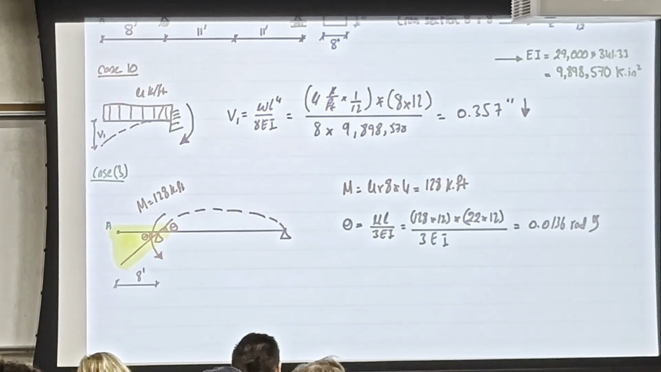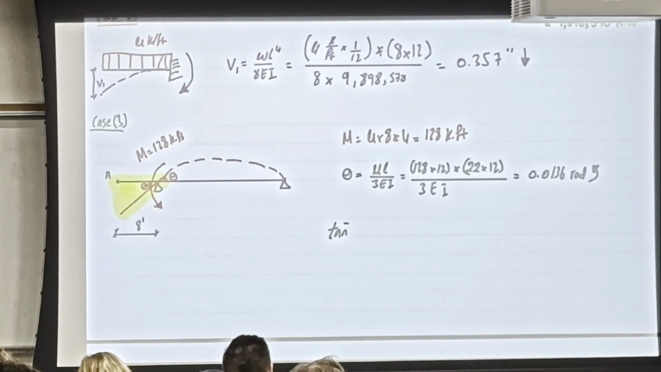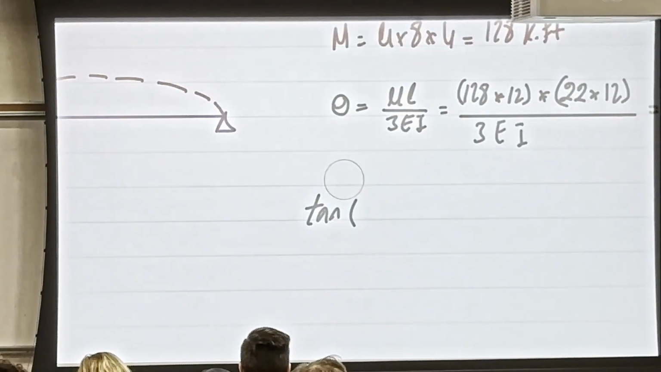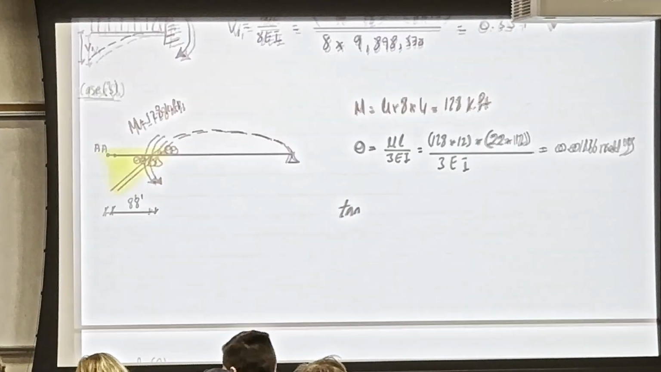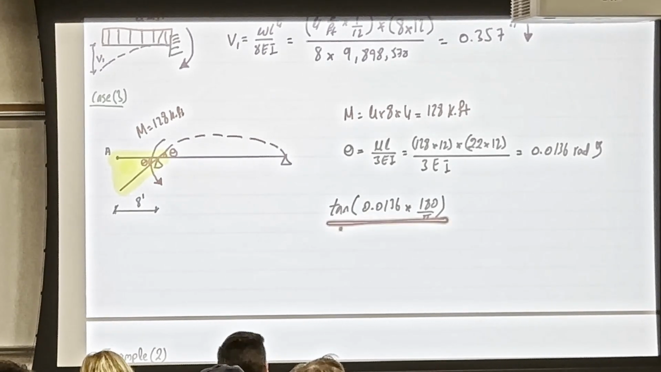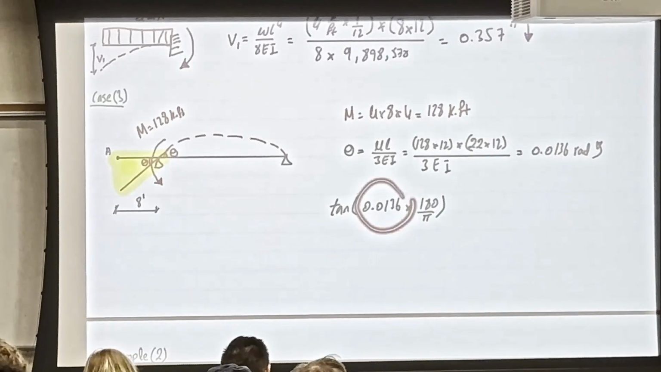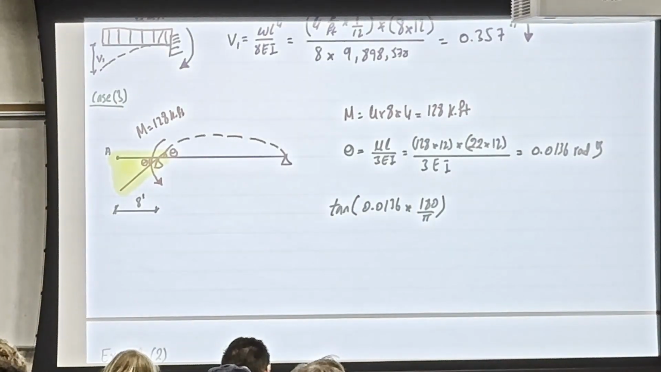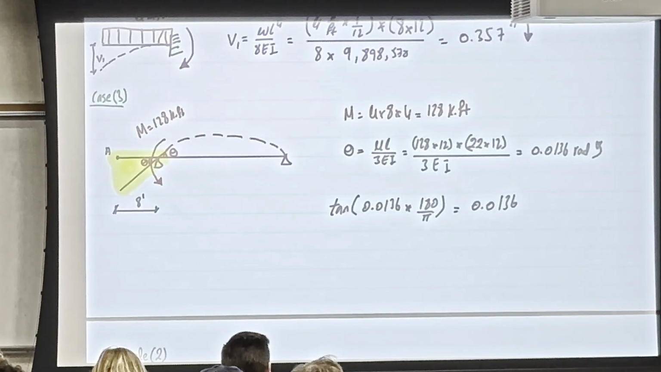Okay? I said last lecture, I want to correct it. I said tan inverse theta. It's incorrect. It shouldn't be inverse. It's just tan theta, which is 0.0136 converted to degrees, which is 180 over pi. And if you plug this in your calculator, tan 0.0136 times 180 over pi, because it's small, it's going to be equal to 0.0136.